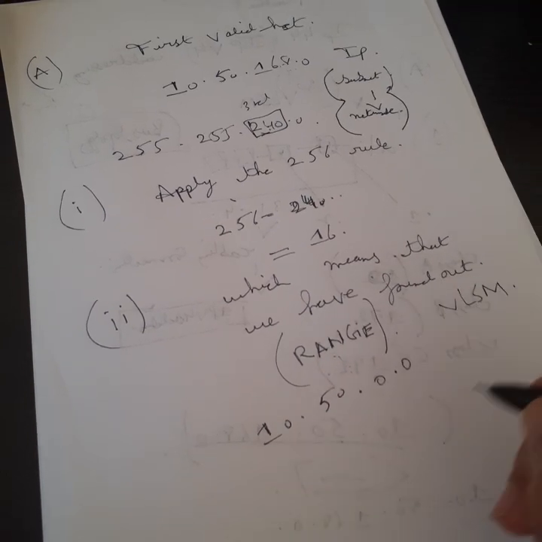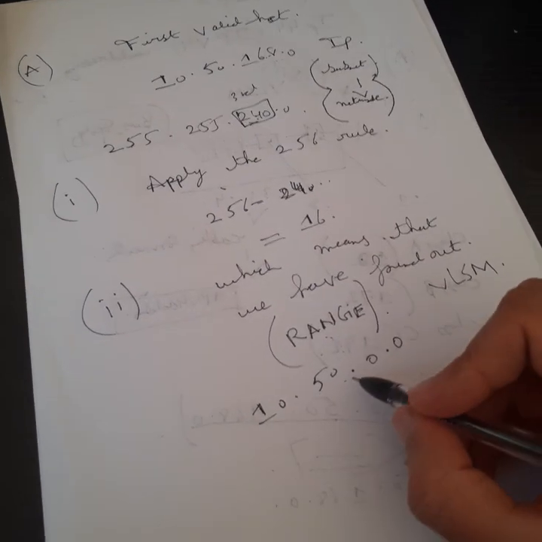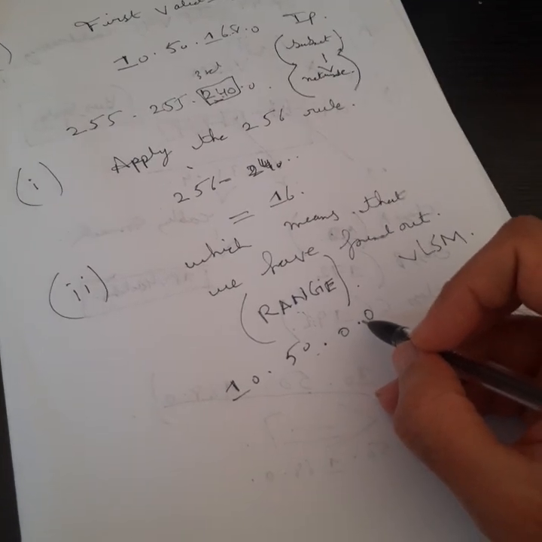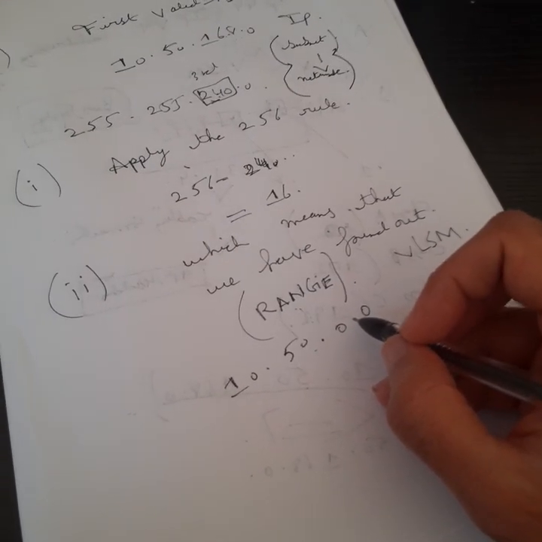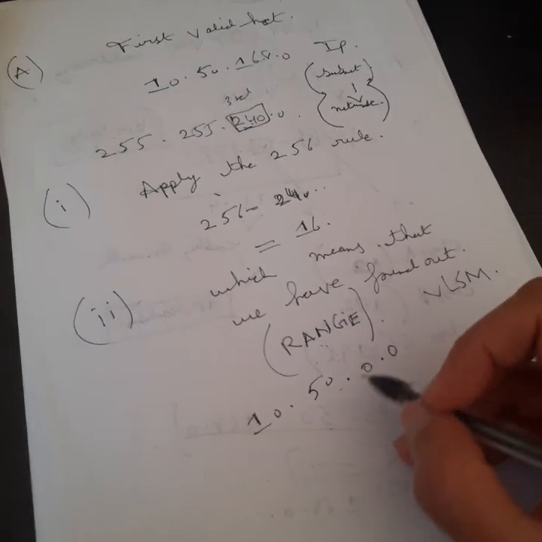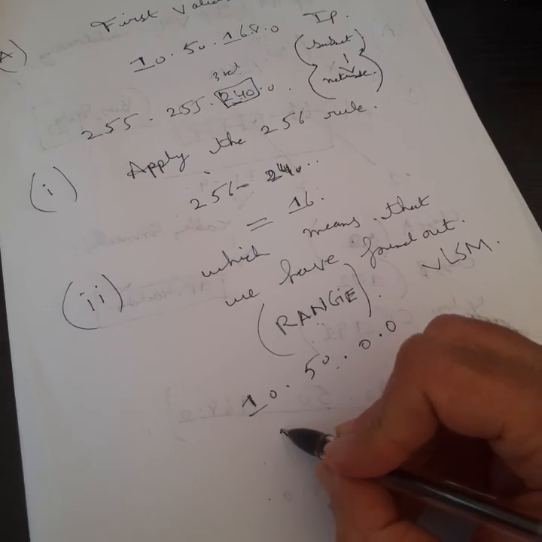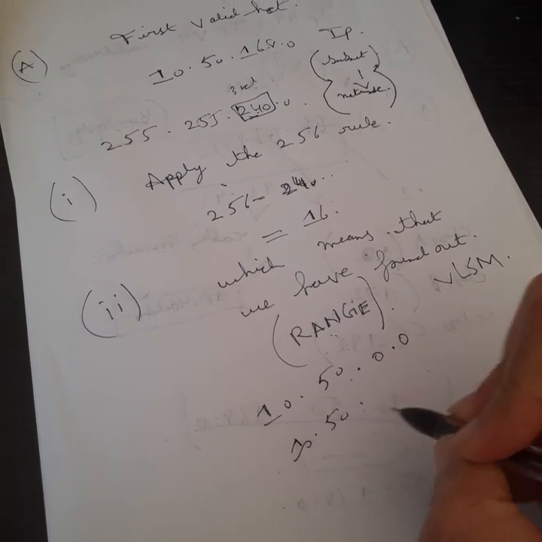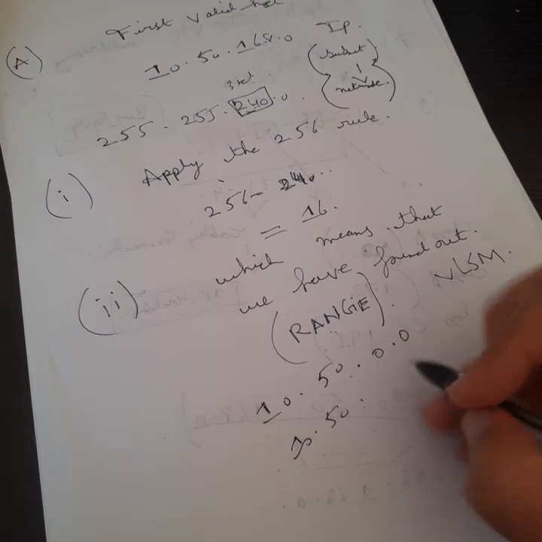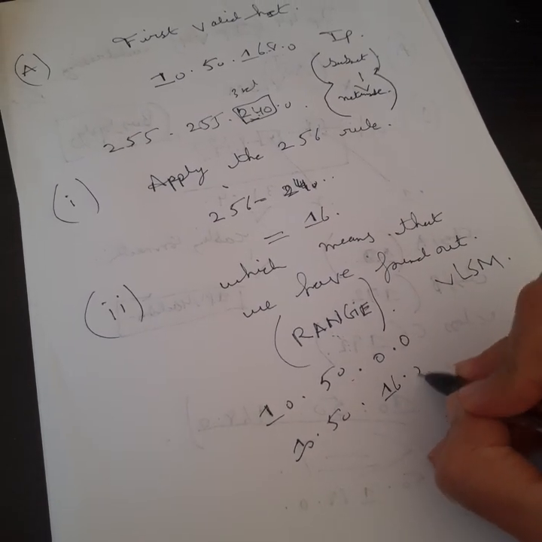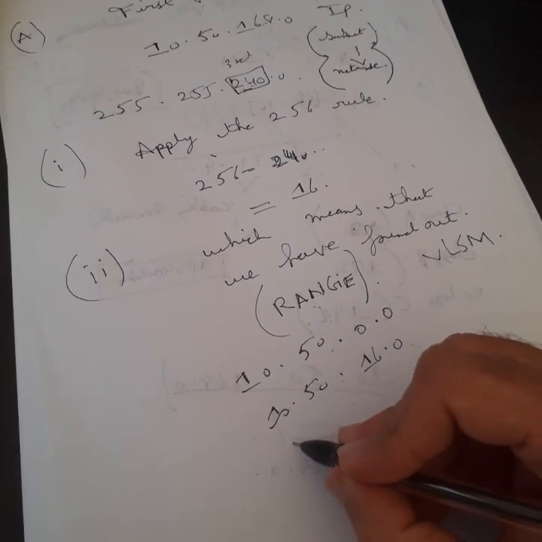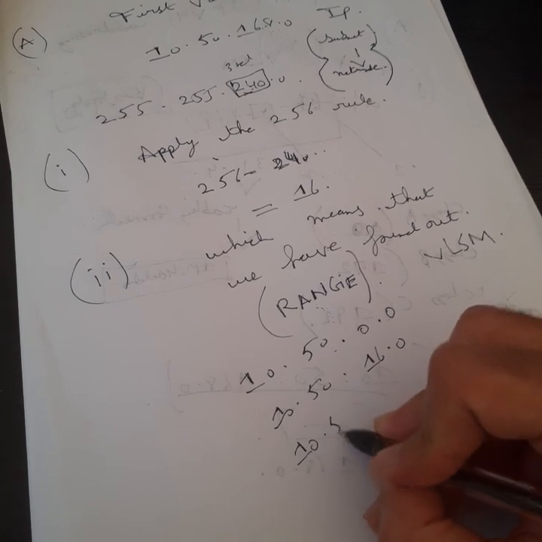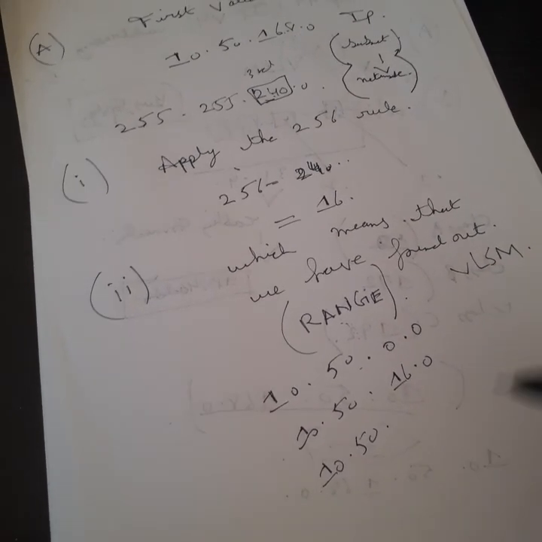Remember this. That's our first range, and that's the subnet as well. In some cases it might not be, but then that's the subnet as well. So similarly 10.50. We found out 16, so that's the third octet, 16.0. If you understand it, this is a sequence we are carrying on.